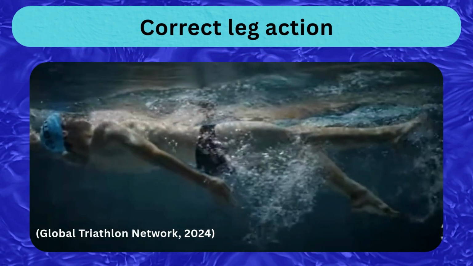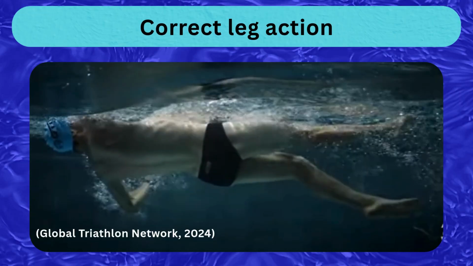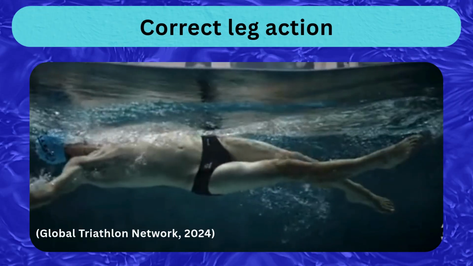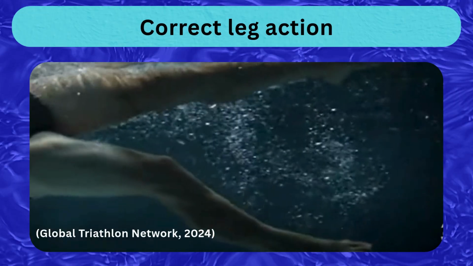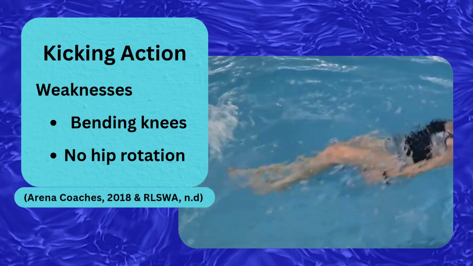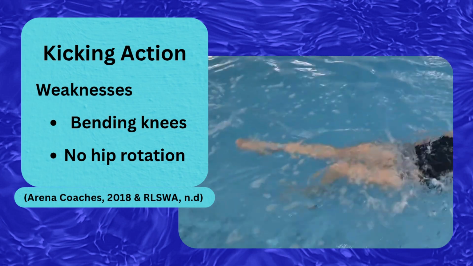In the backstroke, the kicking action should come from the hip rotation rather than from bending the knees. The swimmer should have straight legs as they drop down in the water and then bend the knees slightly as the legs are raised. This swimmer is kicking from bending her knees, with her knees being bent while dropping and raising her legs in the water.